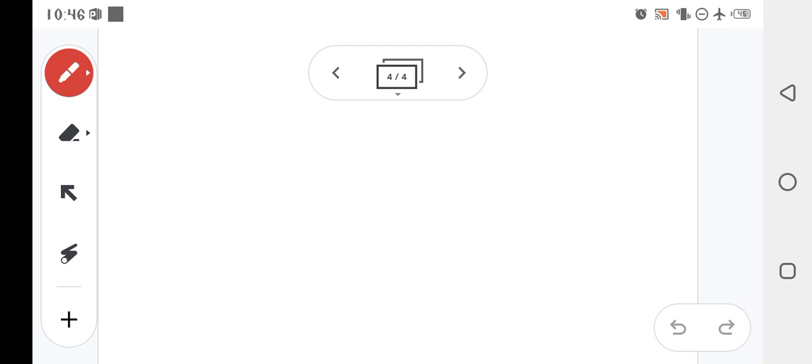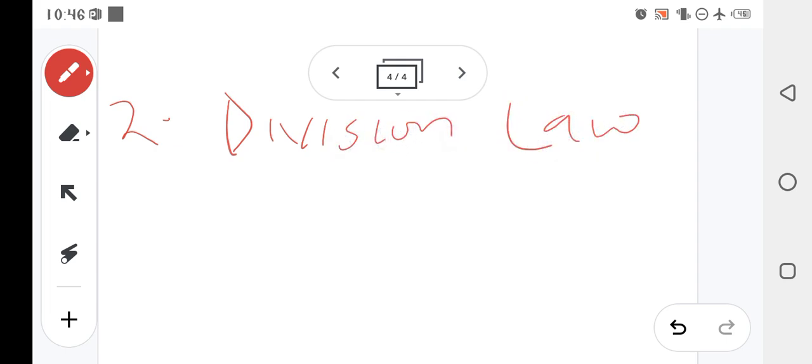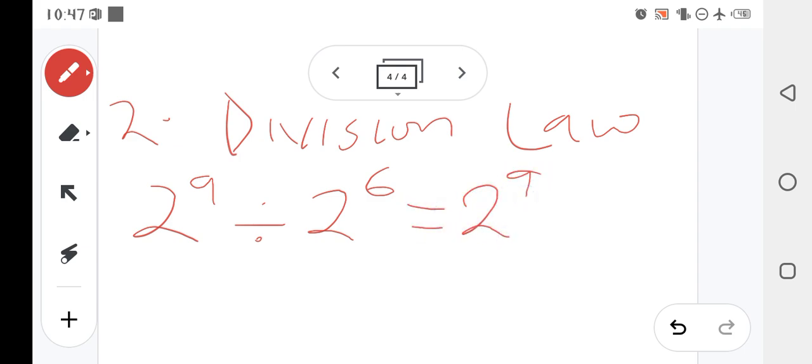So the next thing we'll be talking about is the division law. This law states that when dividing numbers with equal base, the power of the divisor is subtracted from that of the dividend, meaning that when you have 2 raised to the power of 9 divided by 2 raised to the power of 6, remember the base must be the same. So in this case, we are going to have 2 raised to the power of 9 minus 6, which becomes 2 raised to the power of 3.